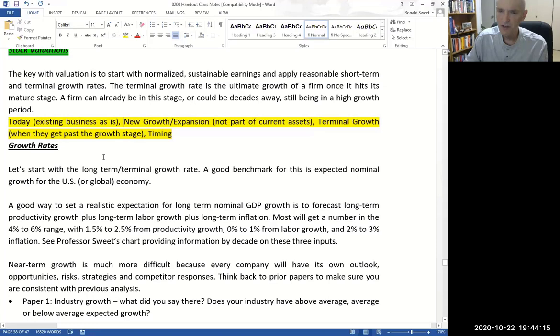Obviously, the new growth is the hardest thing to get. So when we get the growth rates, this is the way I would like for you to think about it. Start with that terminal growth. And on the terminal growth, I usually start with US economic growth as my benchmark. How fast will the economy grow?